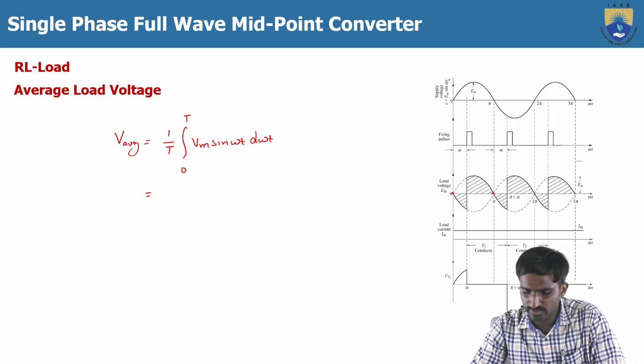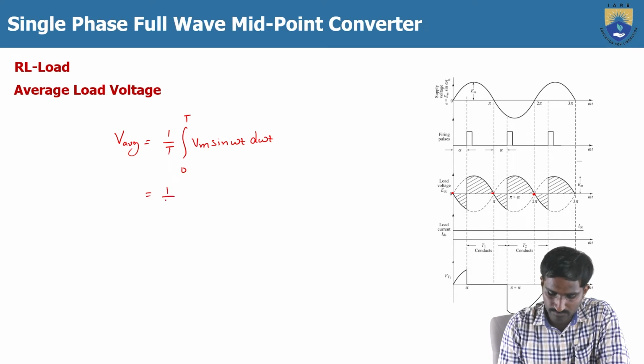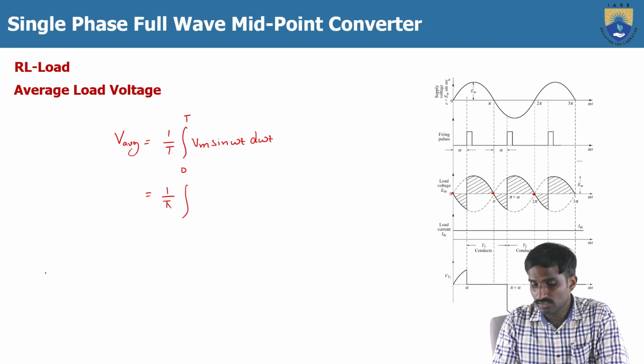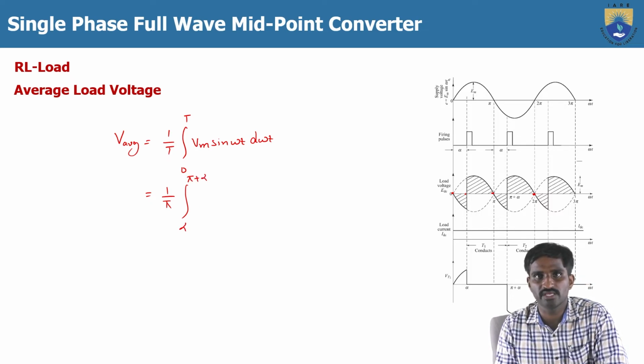From 0 to pi you can see the shape of the waveform, and from pi to 2 pi the same waveform repeats, and again from 2 pi to 3 pi. So the time period is pi. Now the limits of conduction: it starts from alpha, and it conducts not up to pi but up to pi plus alpha. So from alpha to pi plus alpha, that is the conduction period.